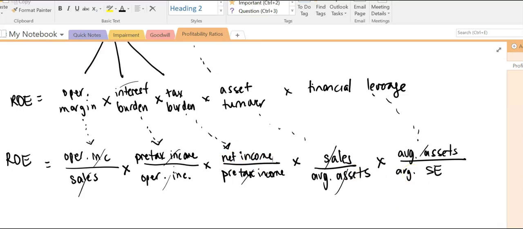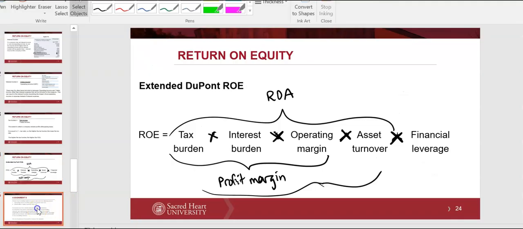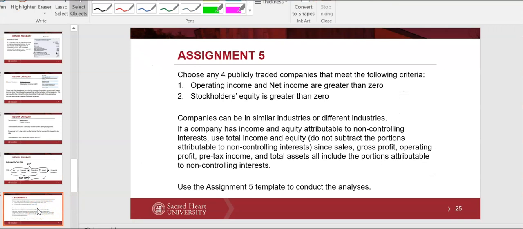Now let's turn to look at an example. For assignment 5, I've asked you to choose any 4 publicly traded companies that meet the following criteria. The companies should have positive operating income and net income. The reason for that is it doesn't really tell us anything if we have a negative ROE. So we want to look at companies that have been profitable, and we also want companies whose stockholders' equity is greater than 0.